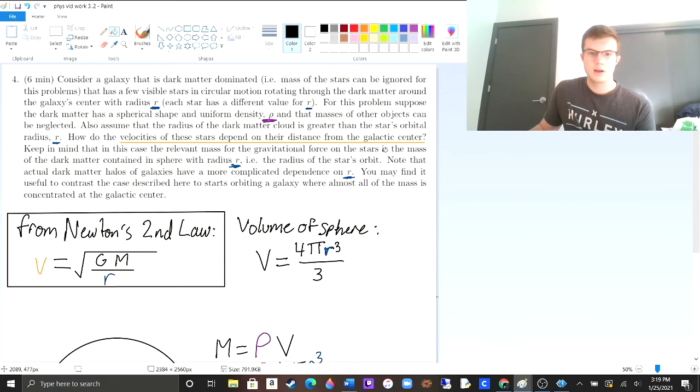So we also have to note that dark matter halos of galaxies have a more complicated dependence on r, and you may find it useful to contrast the case described here to stars orbiting a galaxy where almost all of the mass is concentrated at the galactic center. So we don't really need to pay attention to that last part.